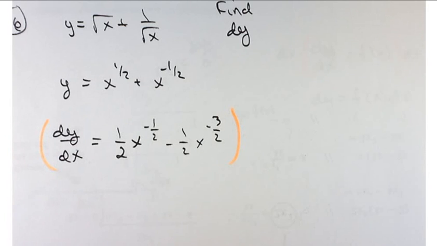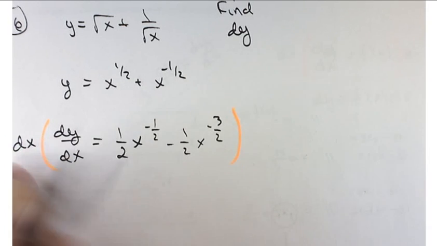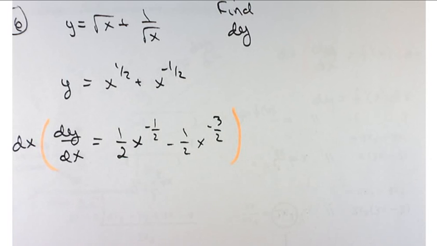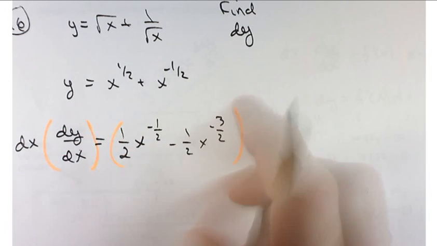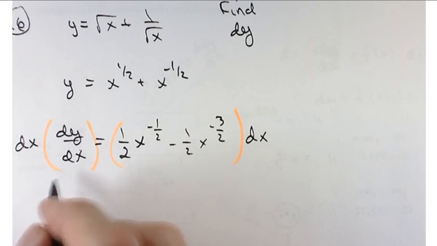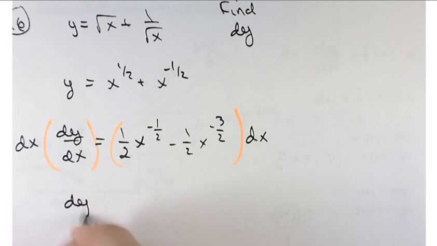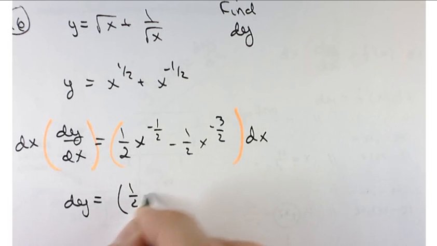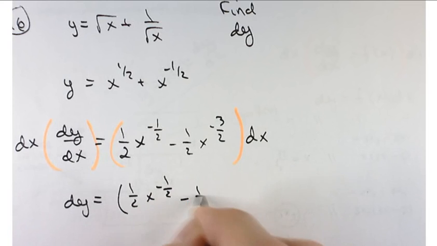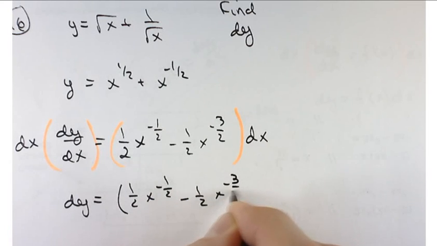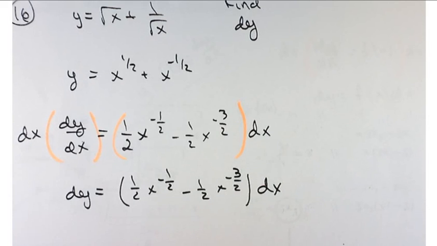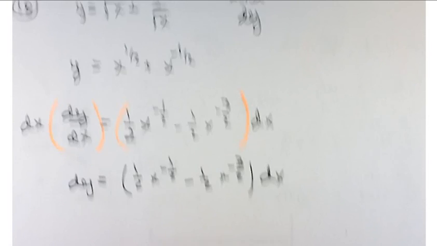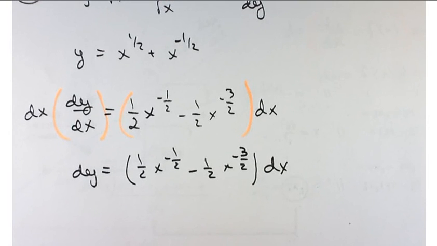Yeah, multiply by dx. So if I multiply both sides by dx, then on the left-hand side, the dx's cancel out, so I get dy. And on the right-hand side, well, I just get this. So, wow, there's dy. There's your expression for dy. That was easy. Yeah, cool. That's it. That's all there is to it.